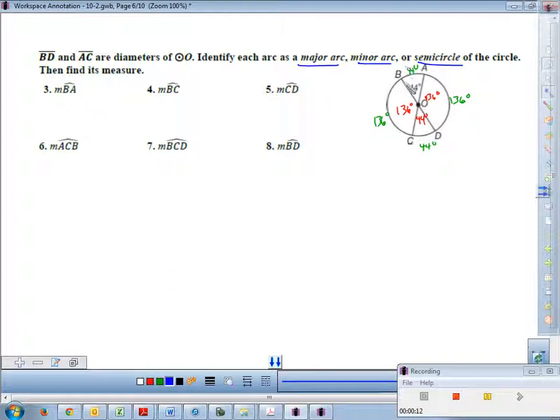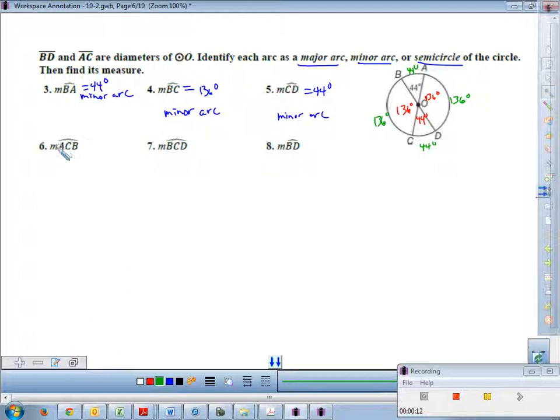Measure of arc BA. This guy right here, first, that's a minor arc because it's less than 180 degrees because it measures 44 degrees. So I just throw an equals 44 degrees. The measure of arc BA equals 44 degrees. Measure of arc BC, right here, 136 degrees. And that's also a minor arc because it measures less than 180. Measure of arc CD, that equals 44 degrees, and that's a minor arc.